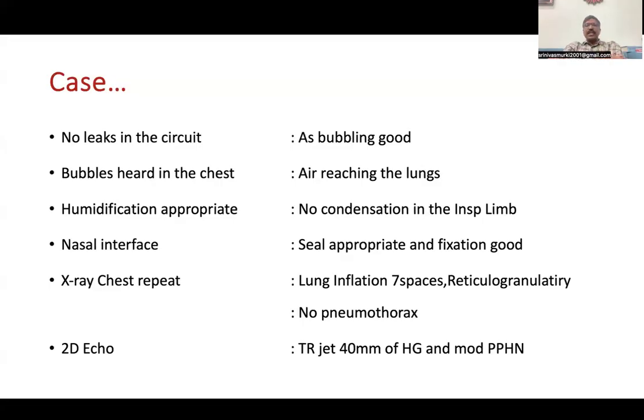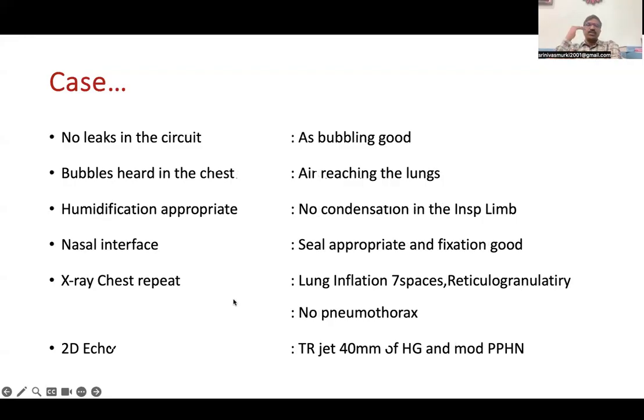Then you can repeat an X-ray to see whether the lung inflation is all right, or whether it is RDS or some other disease which you are seeing now, and that there is no pneumothorax. One can also do a 2D echo to see if there is an accompanying PPHN in this baby. So all these things were done.